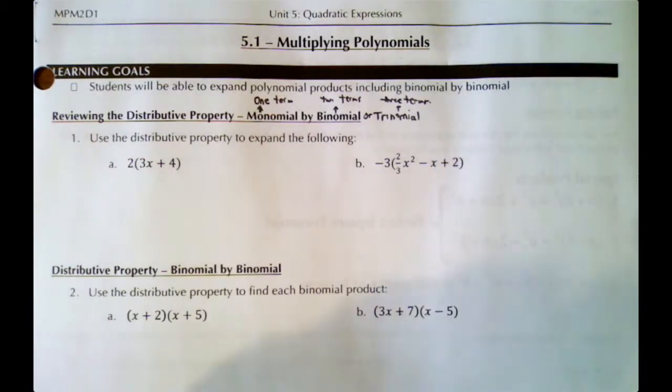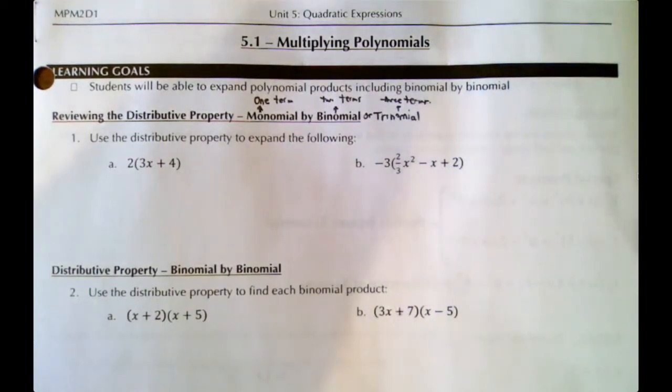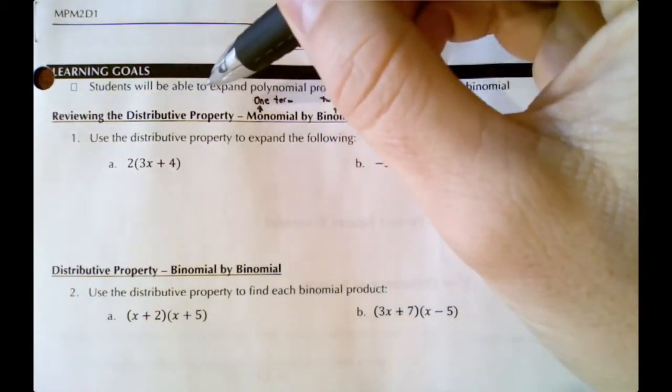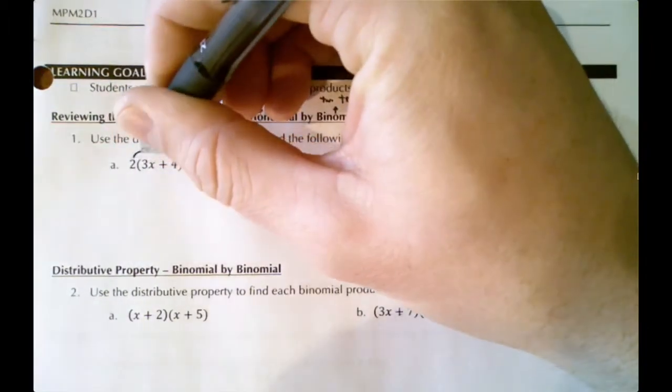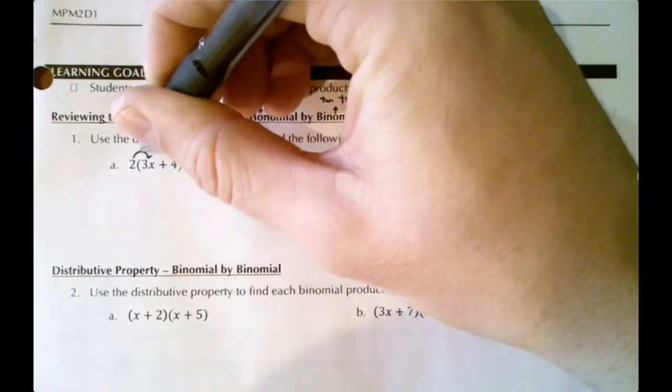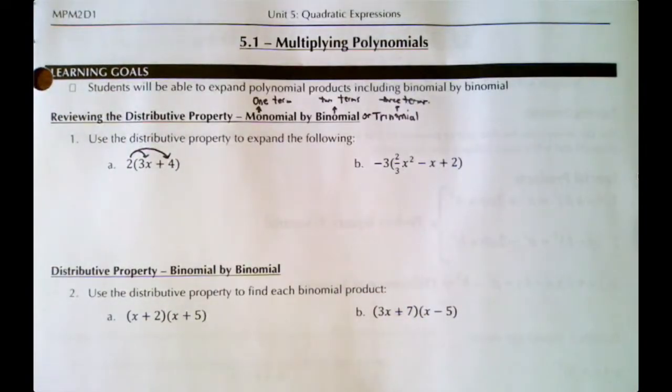So let's review how to do the distributive property. When you have a polynomial multiplying by another polynomial, you have to take every term in the first polynomial and multiply it by every term in the second polynomial. And we know this as the distributive property. When the first polynomial is a monomial, it's just taking that number and multiplying by both terms in the second polynomial. It's distributing it. It's the rainbow.